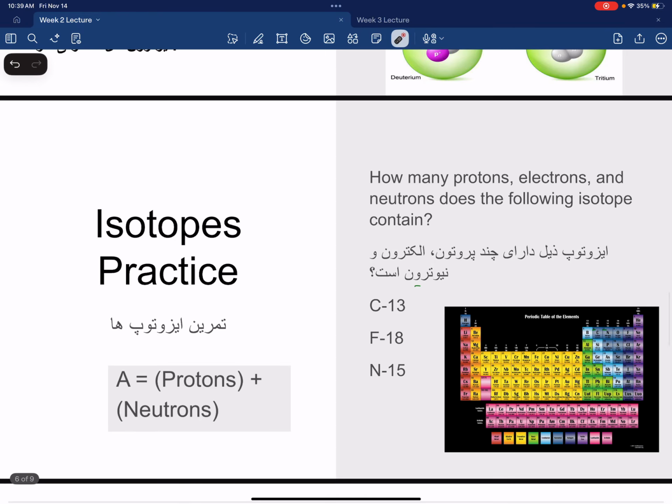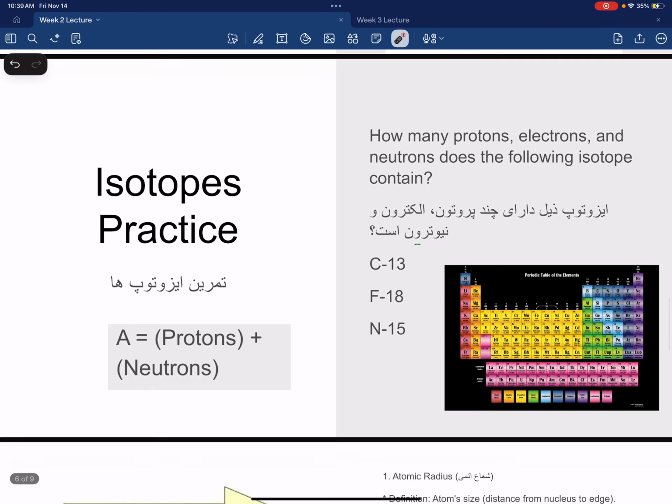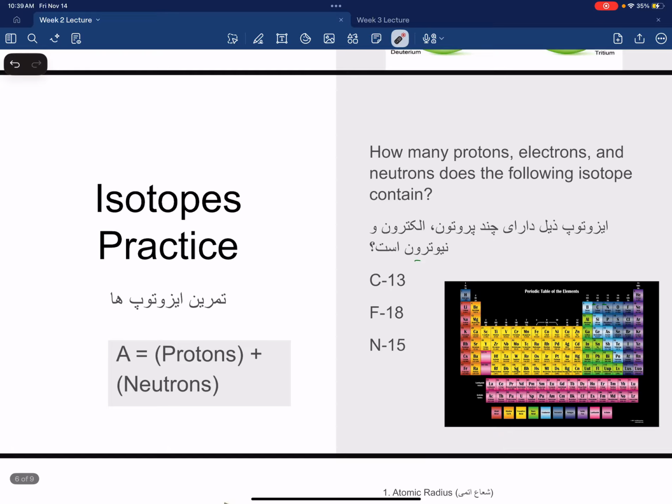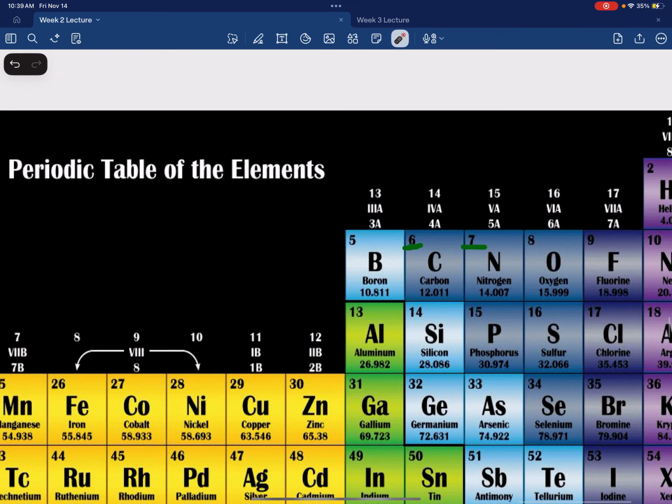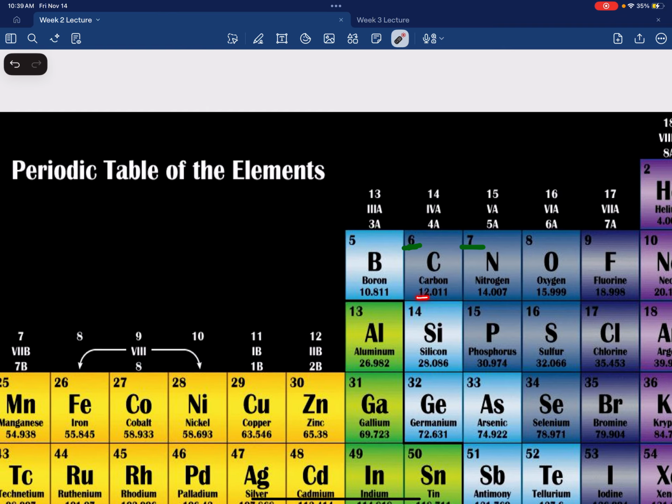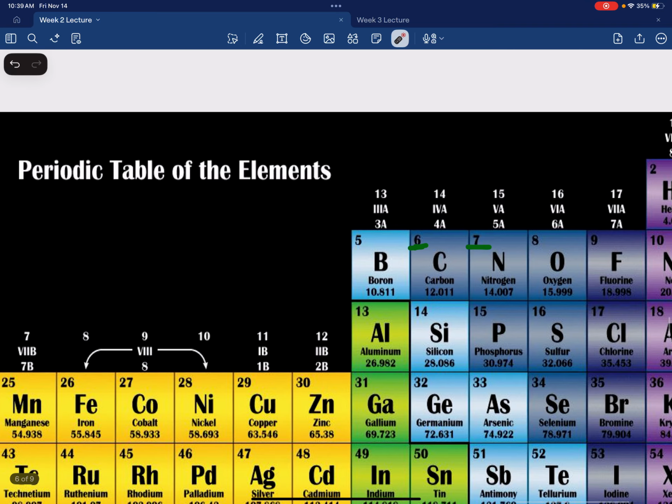We're going to do some practice just to review this and bring it all together. Isotopes can be something like carbon C13. If you look over here, we look for carbon. We know that carbon usually has a mass number of 12.011. That's just because usually a carbon has 6 protons, and it also has 6 neutrons with it. But sometimes it might have an extra neutron.